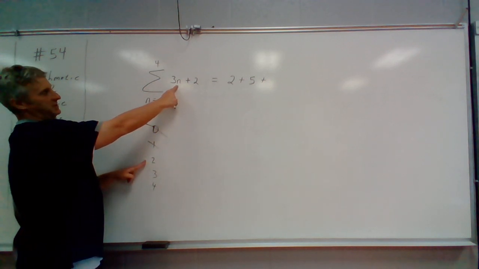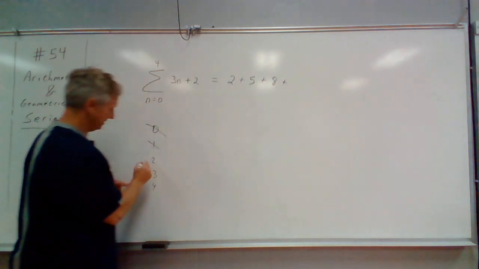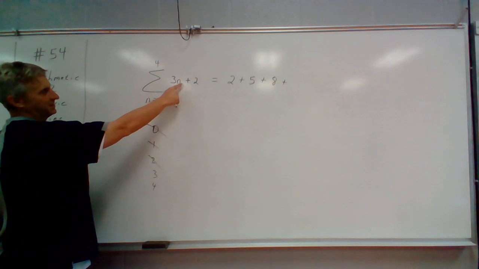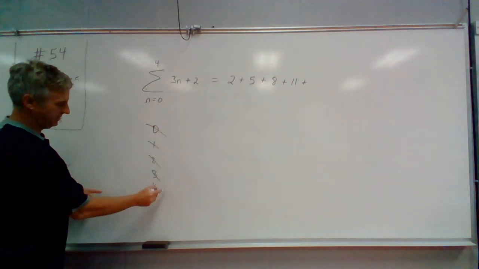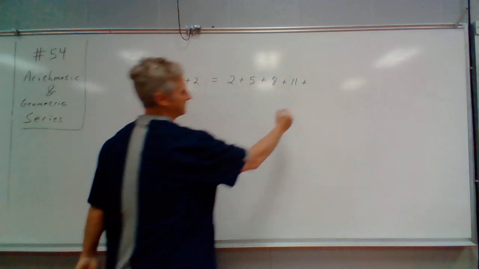3 times 2 is 6. 6 plus 2 is 8. So we've done that. Now I'm going to put a 3 in. 3 times 3 is 9. 9 plus 2 is 11. And then finally, I'm going to put in the 4. 3 times 4 is 12. 12 plus 2 is 14.